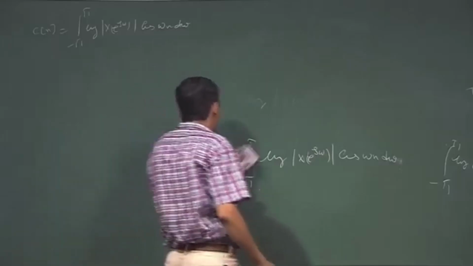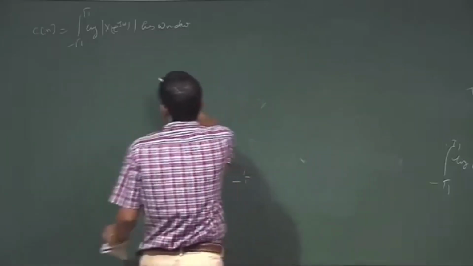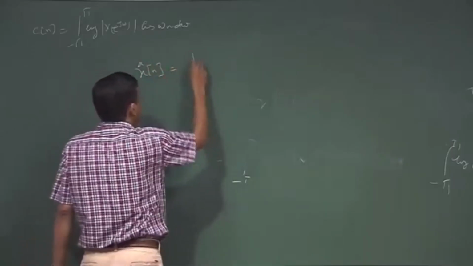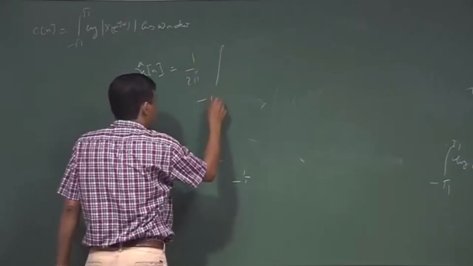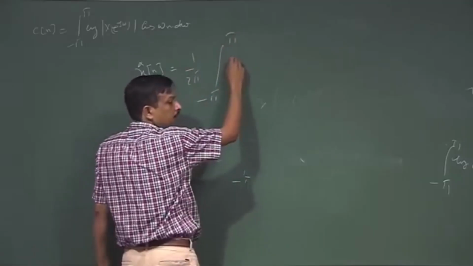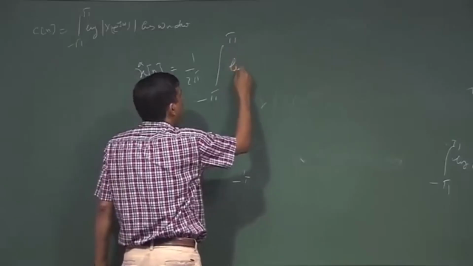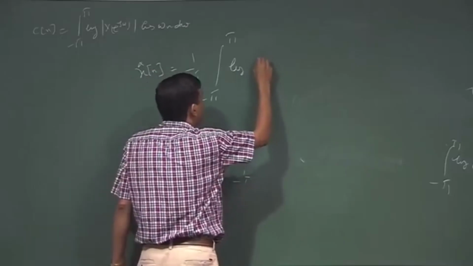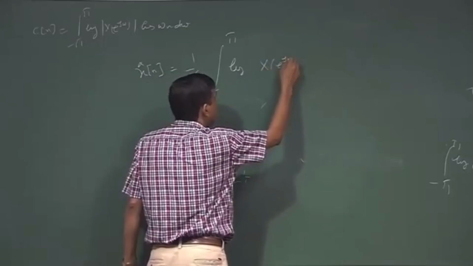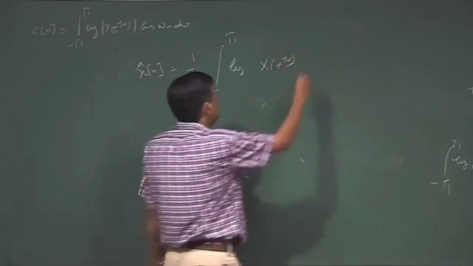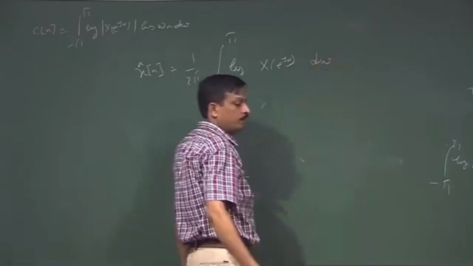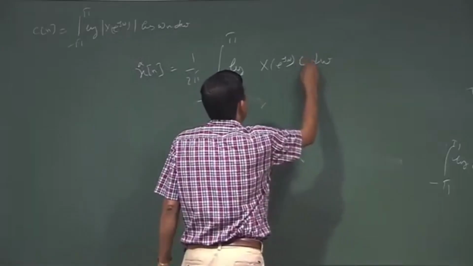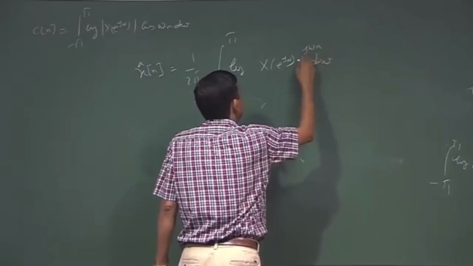Now, what is the complex spectrum? If I say x cap n is my complex spectrum, it is nothing but 1 by 2 pi, integral from minus pi to pi, of the log of x e to the power j omega, times e to the power j omega n d omega.